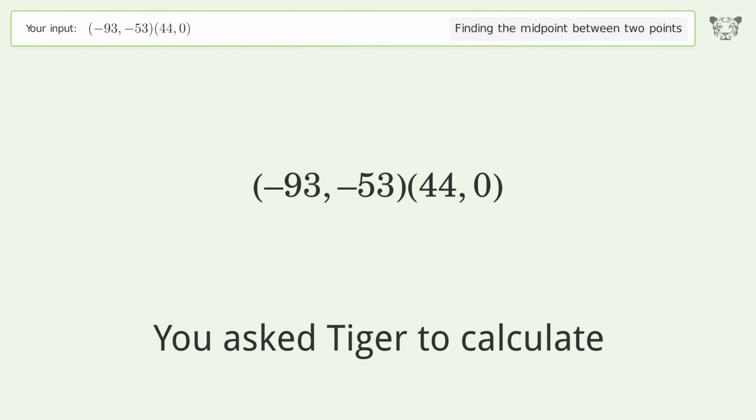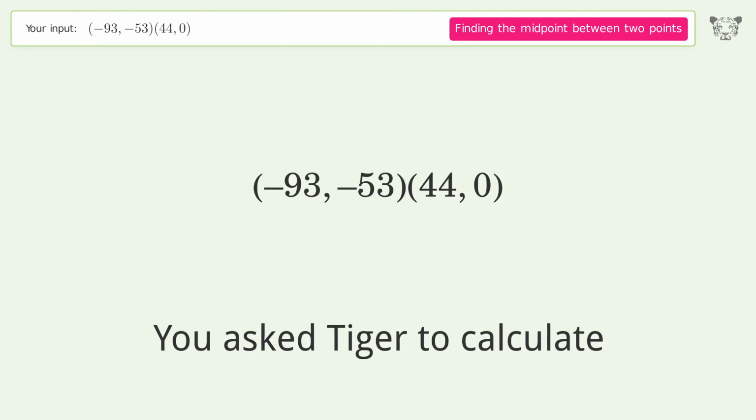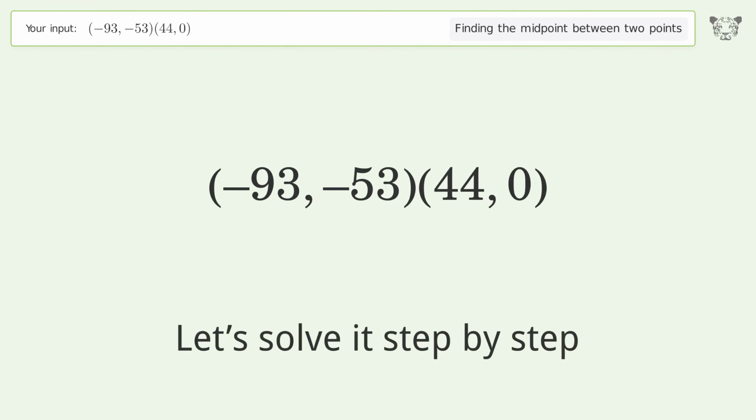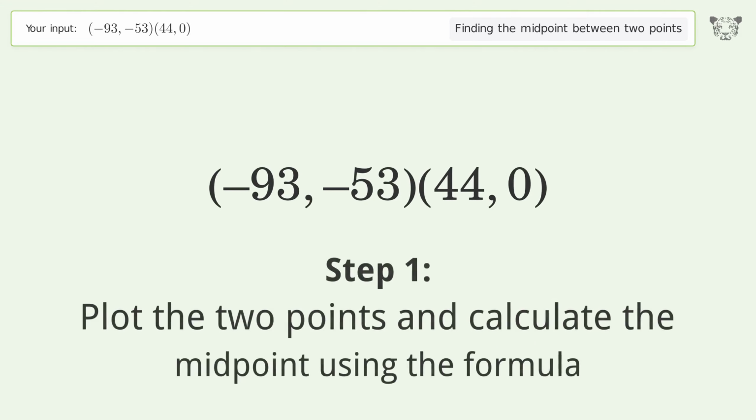You ask Tiger to calculate. This deals with finding the midpoint between 2 points. The midpoint between the 2 points is -24.5, -26.5. Let's solve it step by step. Plot the 2 points and calculate the midpoint using the formula.